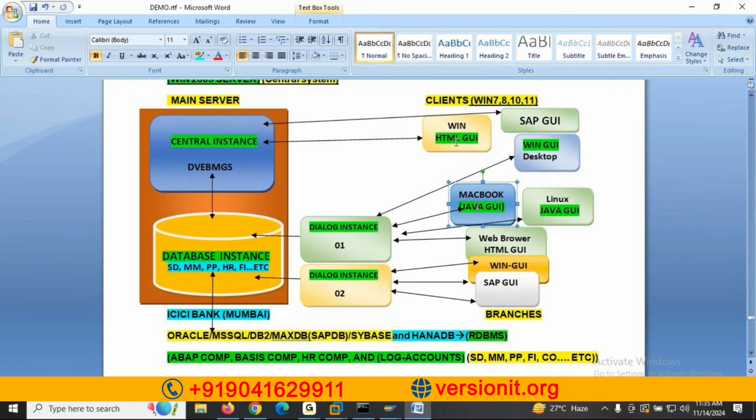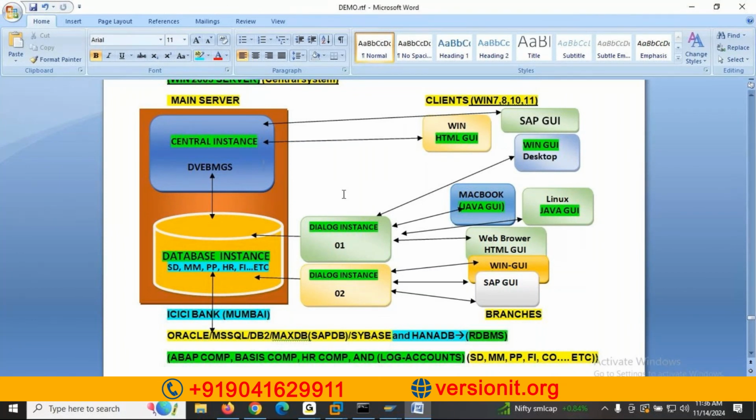Apart from these two GUIs, write down the next one. The third GUI is the HTML GUI. Guys, HTML GUI is nothing but a web browser here. What do you mean by this web browser? Your Internet Explorer. Through your Internet Explorer I can also log into your SAP system. But NetWeaver systems we can log into, not R3. But we are just keeping in front of you the 3 GUIs we have today.